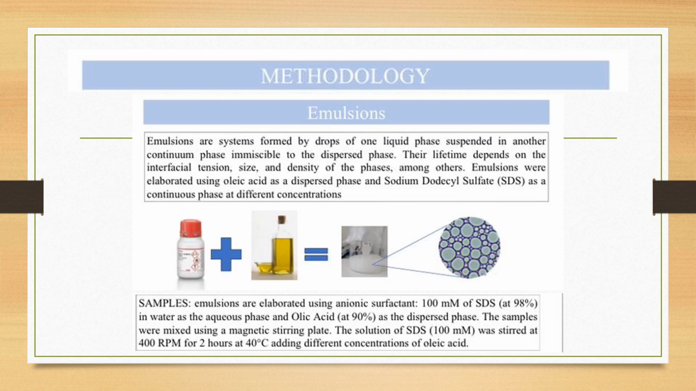Emulsions were elaborated using oleic acid as a dispersed phase and sodium dodecyl sulfate as a continuous phase at different concentrations. We did different tests changing the molar concentration of sodium dodecyl sulfate, but the best concentration was 100 millimolar in solution, and as a dispersed phase was the oleic acid.